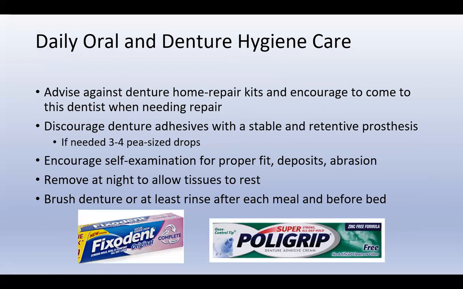Discourage denture adhesive with a stable and retentive prosthesis. If needed, just three to four pea-sized drops. Sometimes they will just load that thing full of Fixodent or Polygrip or Sea-Bond. But if they have to put that much in their denture, then something's wrong and something needs to be done at the dentist, or maybe they even need a new denture. If they do need a tiny bit, like a few small pea-sized drops, that's one thing, but they shouldn't need a massive amount of adhesive material. Encourage self-examination for proper fit, calculus deposits or stain that does build up on dentures, and abrasion.